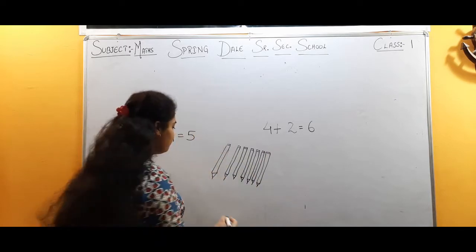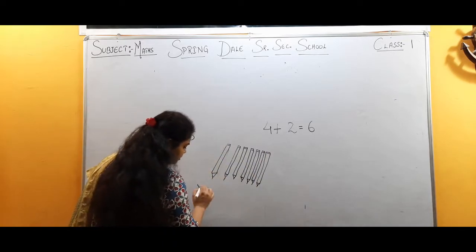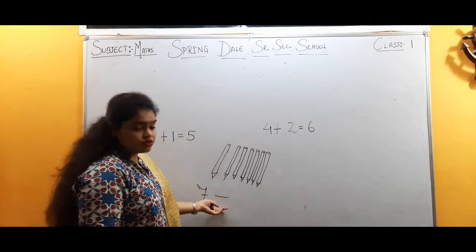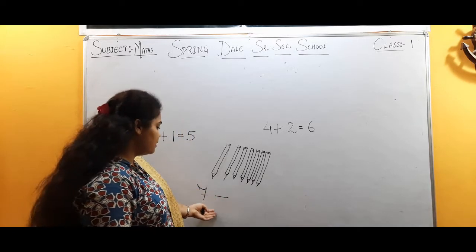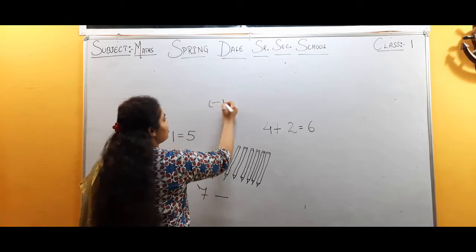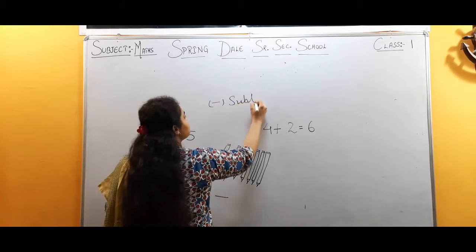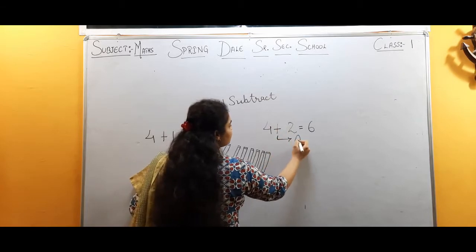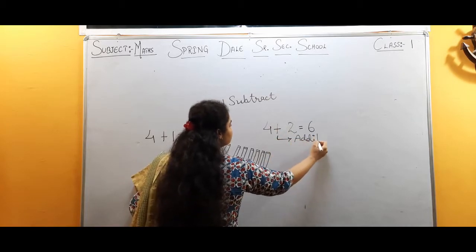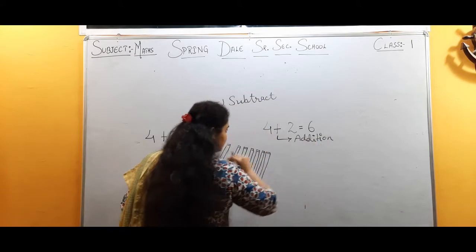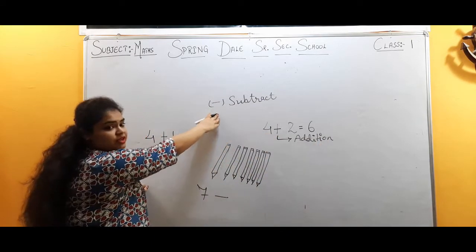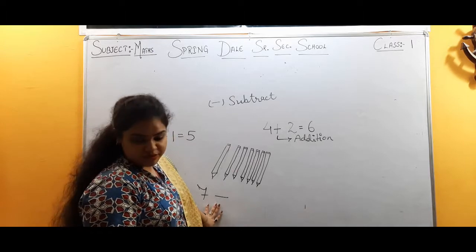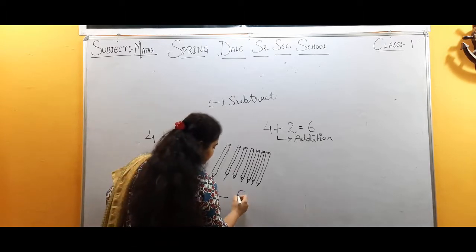Now the number 7 is written at the bottom. The minus sign is being made. This is called subtracting the number. This sign shows that we have to subtract the number. This is the sign of addition, that we have to add the number, and this is the sign of subtraction, we have to minus that number. Now here we have 7 pencils and the number written is 5.